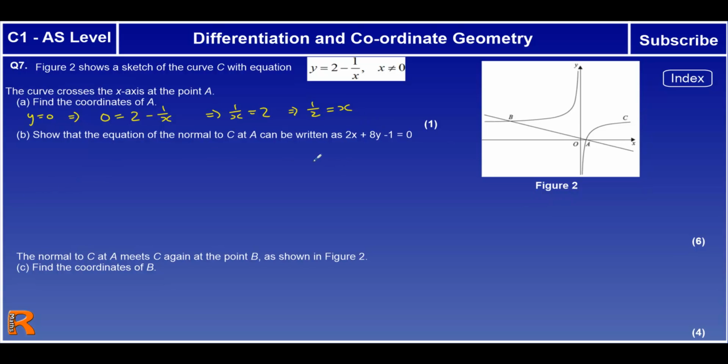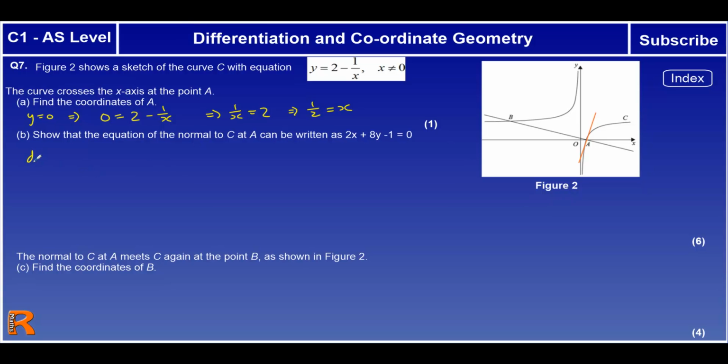Show the equation of the normal to C can be written as that. So the normal is this line here. The normal is the line that's at right angles to the tangent. The tangent we get from the gradient function, which is the dy by dx.